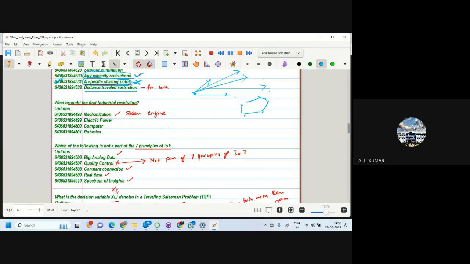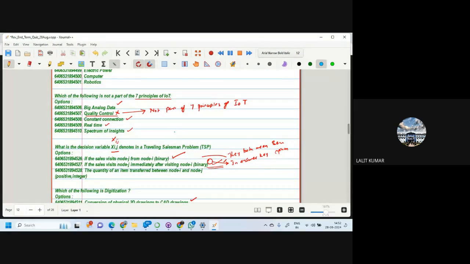What brought the first industrial revolution? We know steam engine, and from there you can make out mechanization. Seven principles of IoT: please go through these seven principles. Big analog data, it is there. Quality control, it is not there. Constant connection, it requires. Real time, it has to be there. Spectrum of insights, it is there. So just go through those seven principles, which, if I'm not wrong, are in week 8. And this is not part of those seven principles.